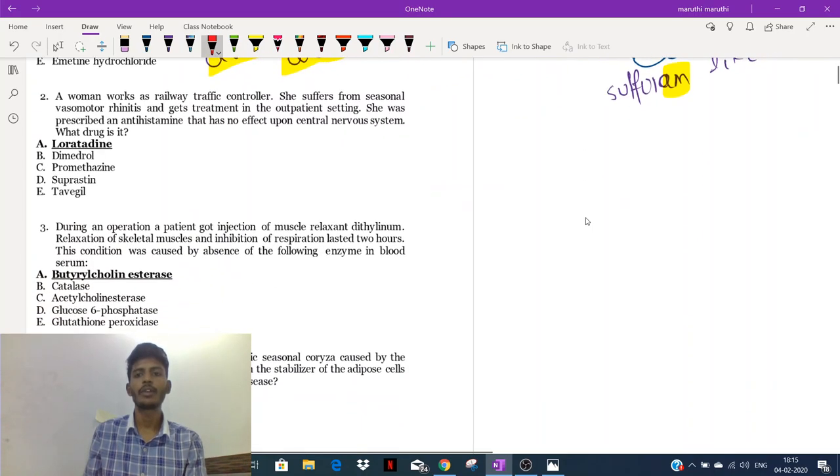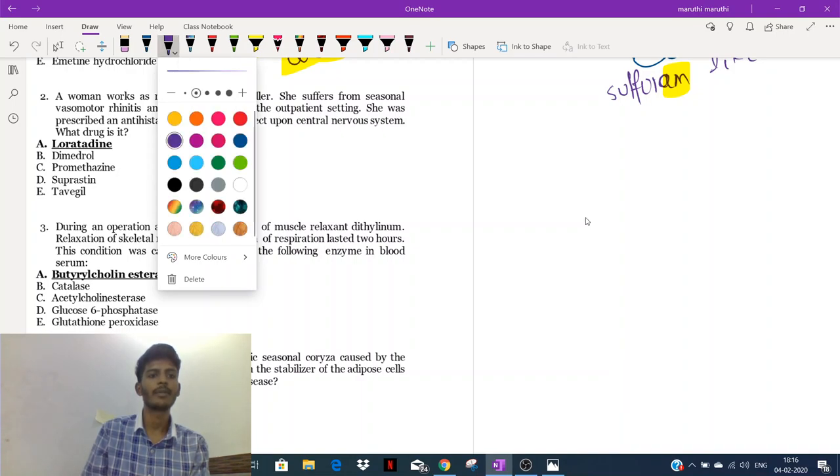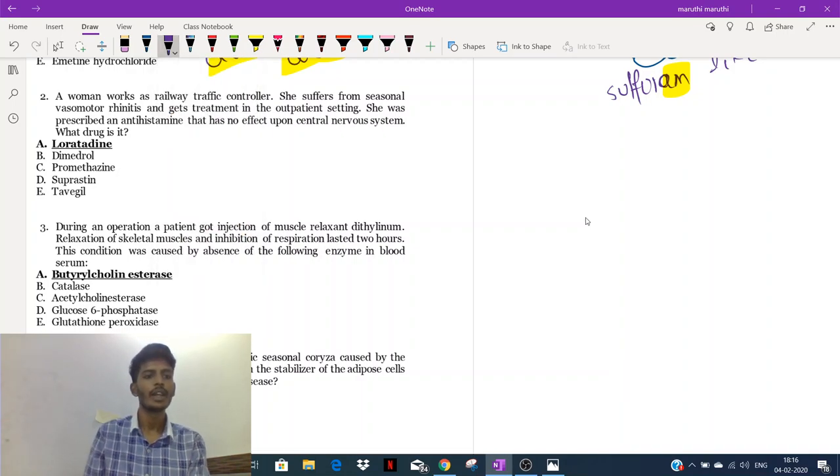Okay guys, I'm trying to keep it as fast as possible so that we cover all the questions. I'm covering only the important aspects which are asked in these questions. Now the next question, let's see. A woman works as a railway traffic controller. She suffers from vasomotor rhinitis and gets treatment in an outpatient setting. She was prescribed an antihistamine which has no effect upon the central nervous system.